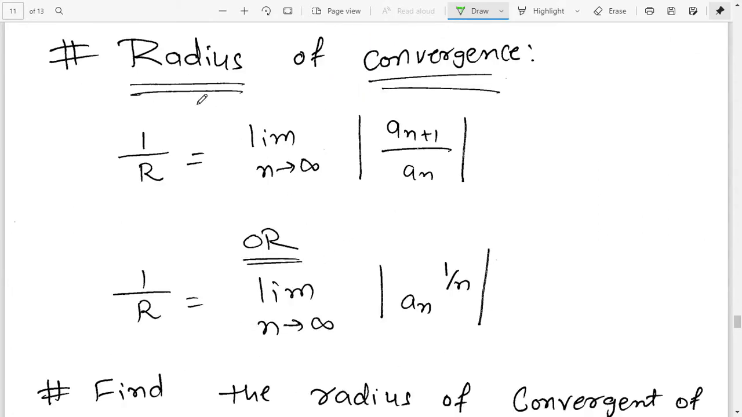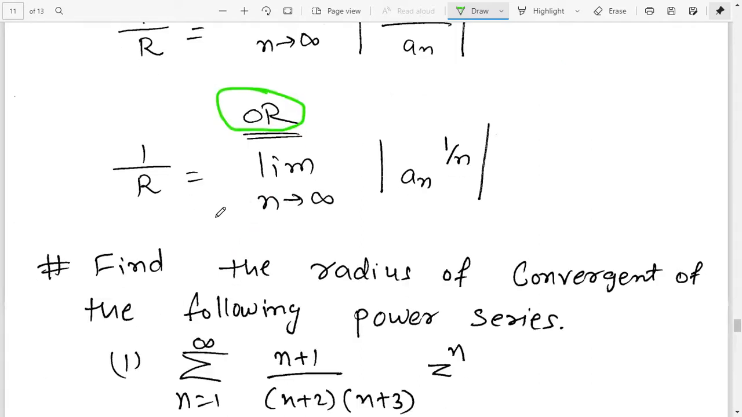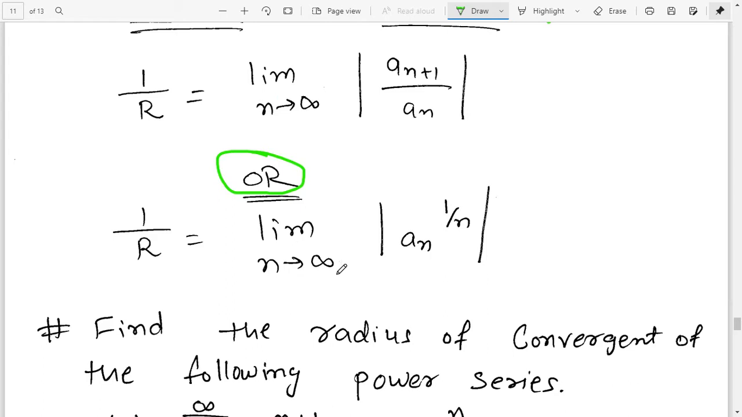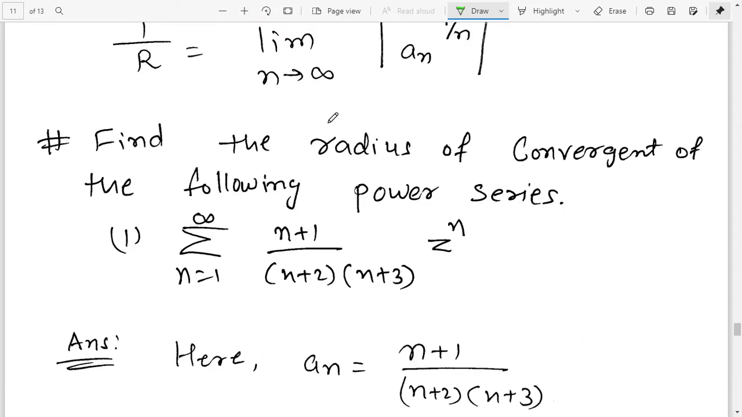Now the radius of convergence: 1 upon r is equal to limit n tends to infinity of mod a_(n+1) upon a_n, or by the second definition, 1 upon r is equal to limit n tends to infinity of mod a_n raised to 1 by n. Now we see examples based on this definition.